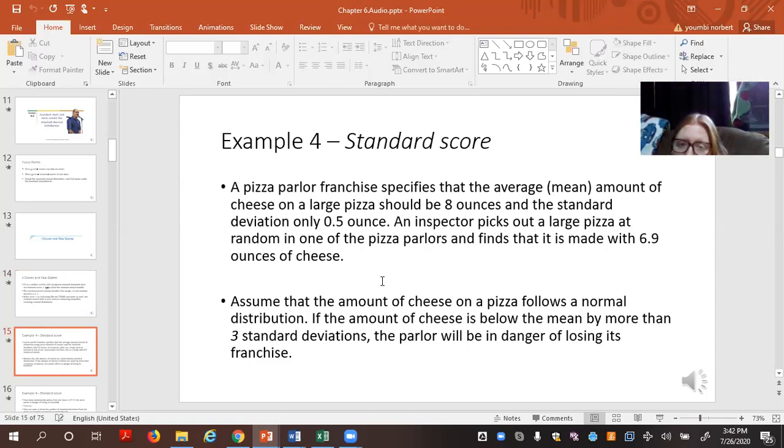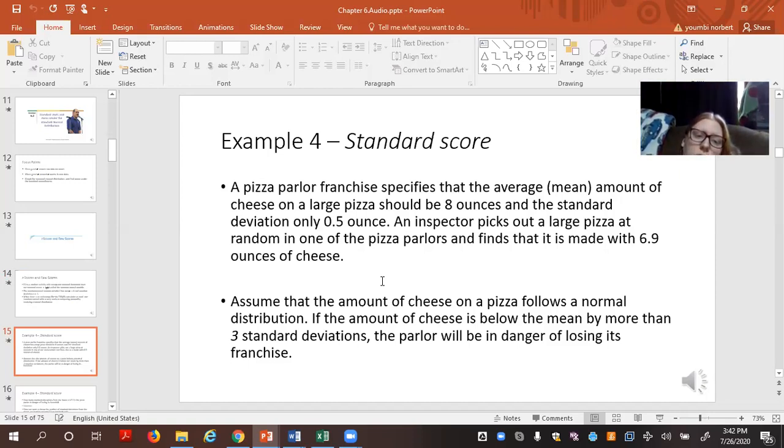So let's look at this question. A pizza parlor franchise specifies that the average, or the mean, amount of cheese on a large pizza should be 8 ounces, and the standard deviation is 0.5 ounce. An inspector picks out a large pizza at random in one of the pizza parlors to find that it is made with 6.9 ounces of cheese.